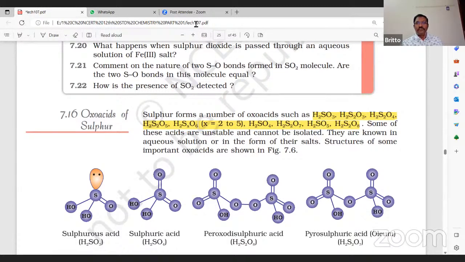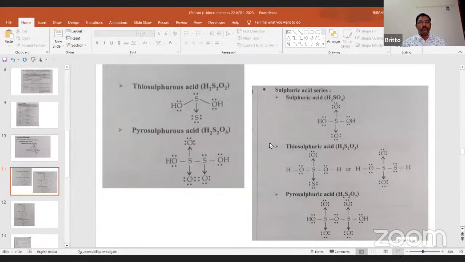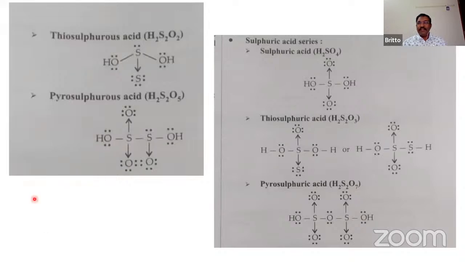So let us look at the structures and their names. Sulfurous acid is H2SO3, from SO2, SO3. In thiosulfurous acid, one of the oxygens is replaced by sulfur, so instead of a double bond to O, you get a double bond to sulfur. Sometimes it is represented as a coordinate bond. So thiosulfurous acid is H2S2O2, and it has a sulfur bond. And pyrosulfurous acid is H2S2O5. Here also we have a sulfur bond present.